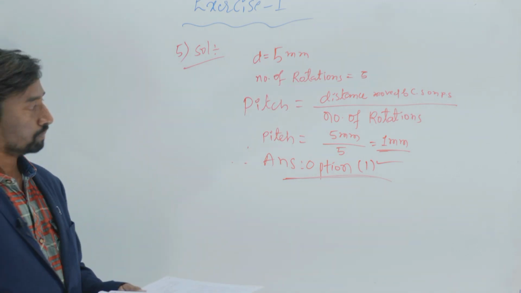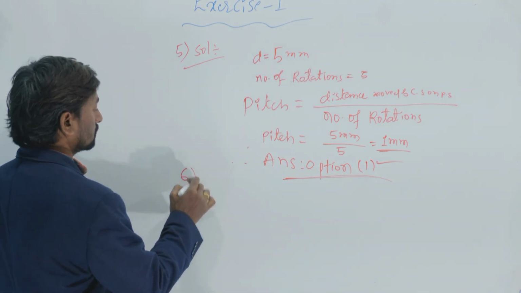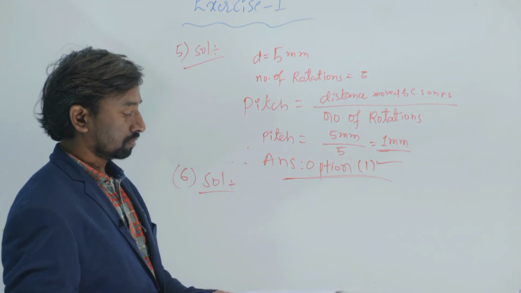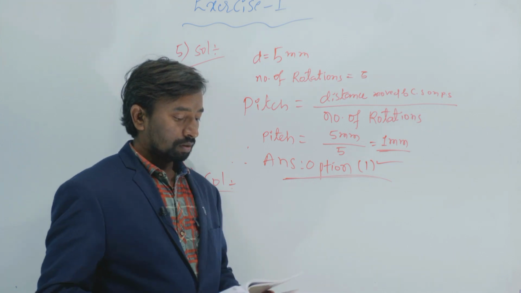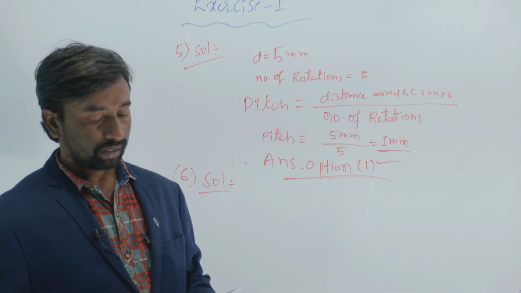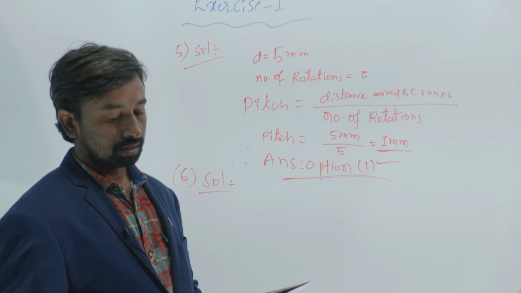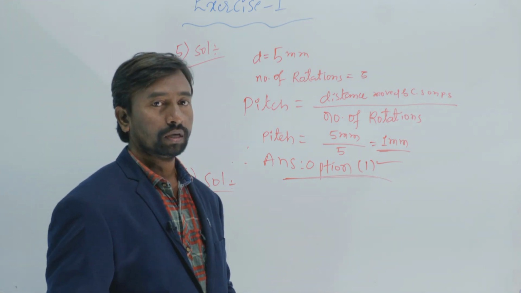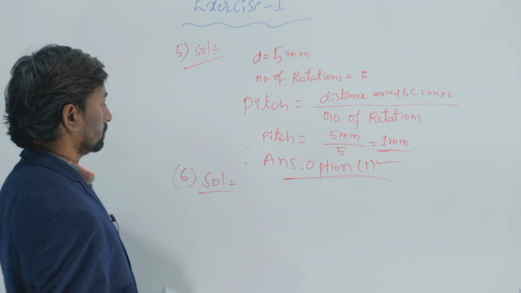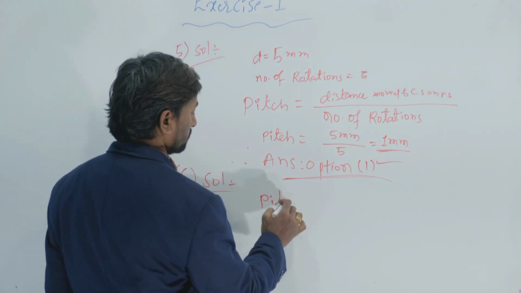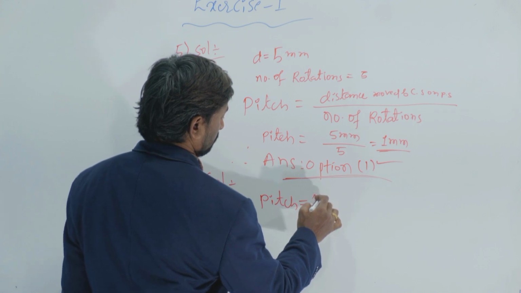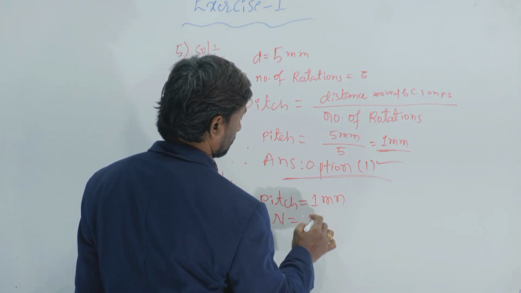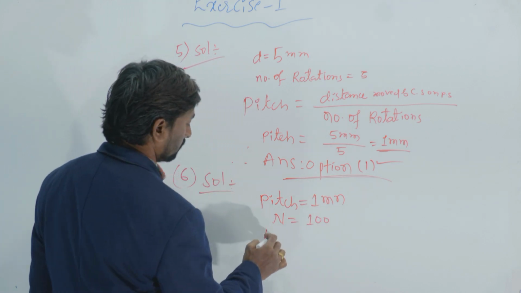Next we'll see the sixth question. If the pitch of a screw is 1 mm and the number of divisions marked on the thimble is 100, then the least count is equal to what? So there they have given the pitch is 1 mm and the number of divisions on the thimble is 100. They are asking for the least count.